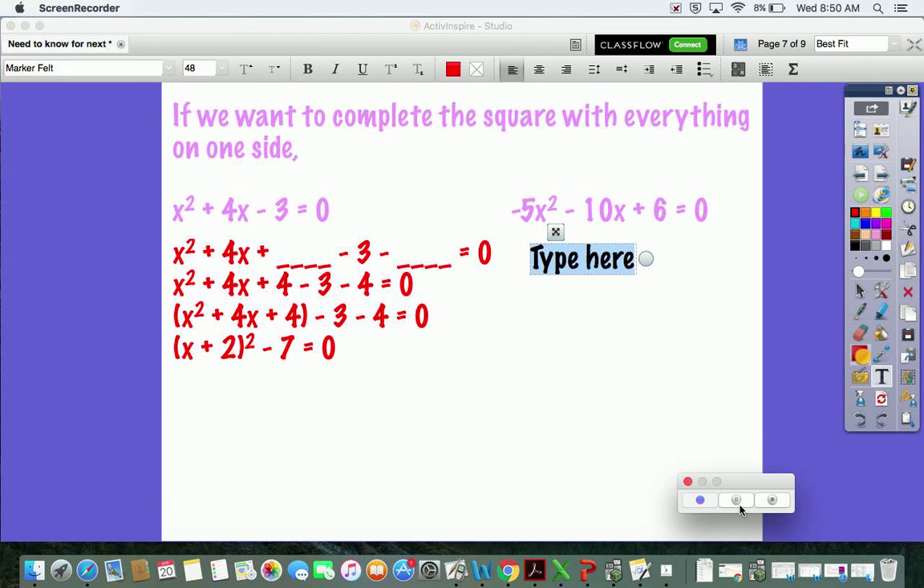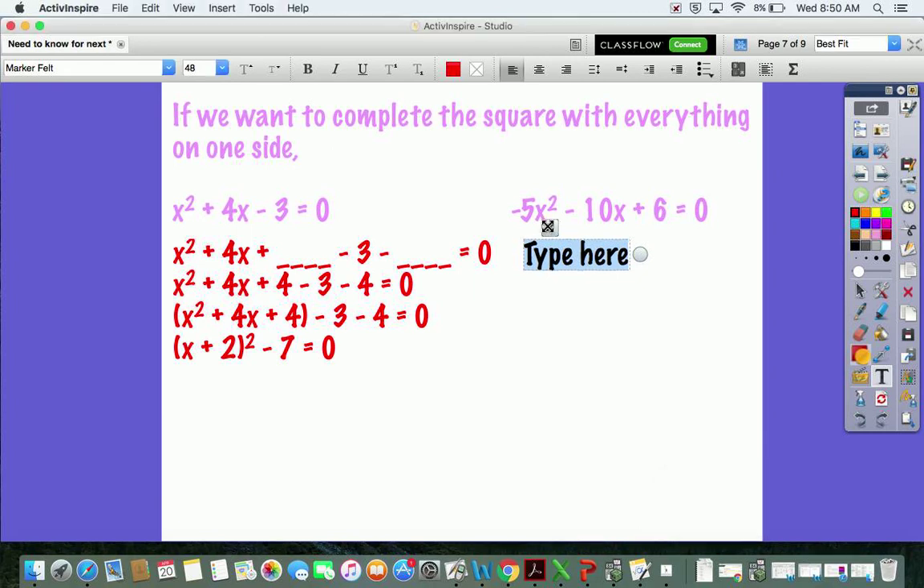Now, when a is not 1, you have to do something that's a little bit different, okay? Now, when we were solving it and a was not 1, we had to divide everything over. When you're trying to complete the square with everything on one side, you don't divide it over. You factor out the GCF from the first two terms, from the a x squared term and the bx term.